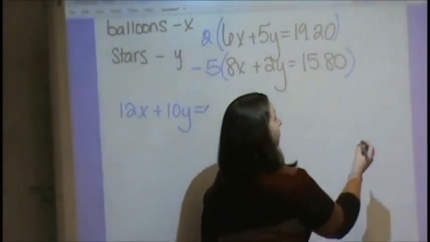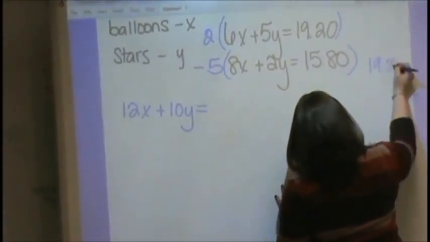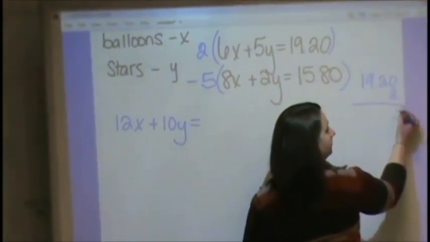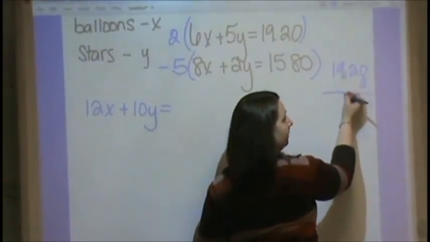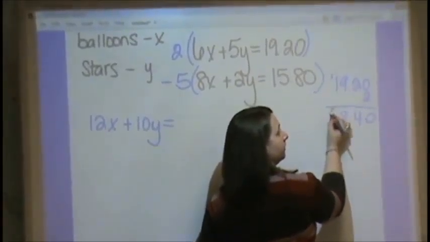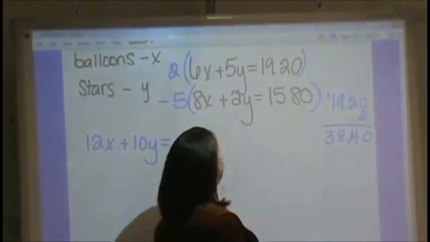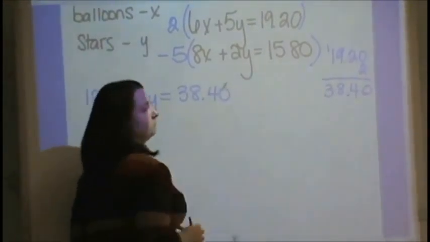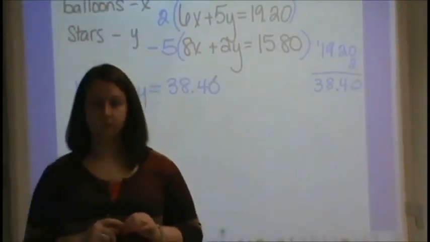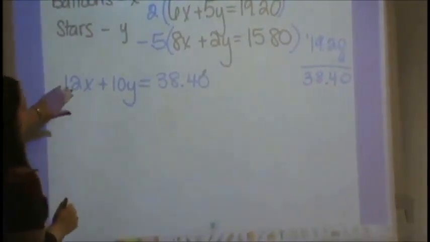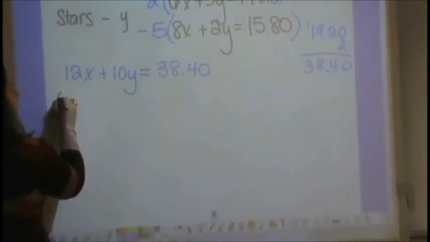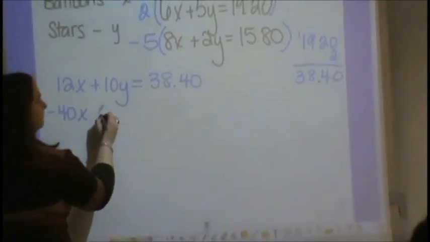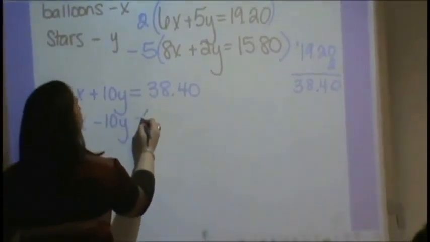Here's some math. 19 times 0, 4, 8. So what is it? 3840. What's my next equation going to be? Negative 40, minus 10y.